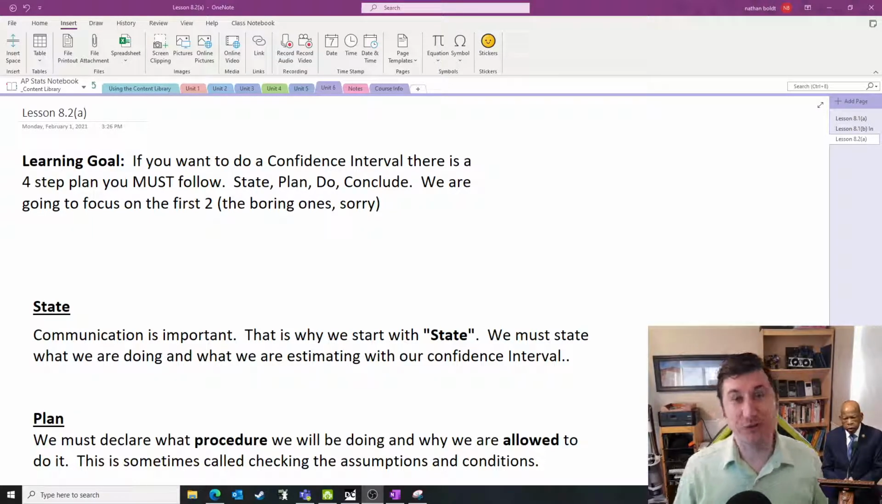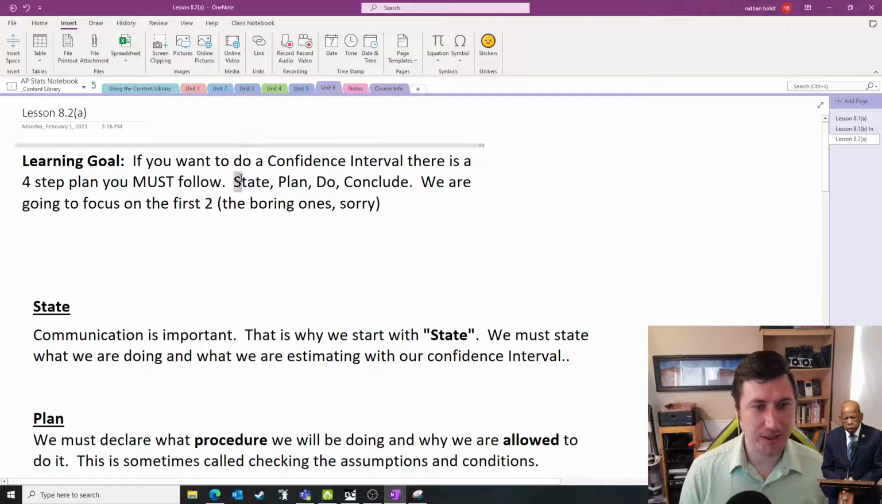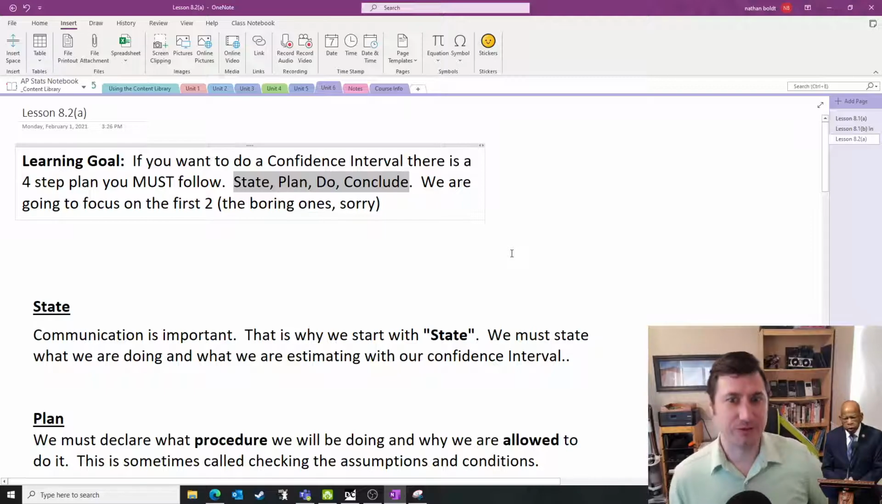Like I said, there's a four-step process here. We're not going to do the whole four-step process. Here's the gist of it. We have to state what we're going to do, make a plan, then we actually have to do the confidence interval, that's the math, and then we have to conclude, make a conclusion for what the confidence interval means.